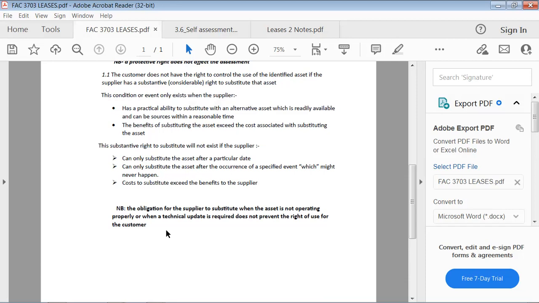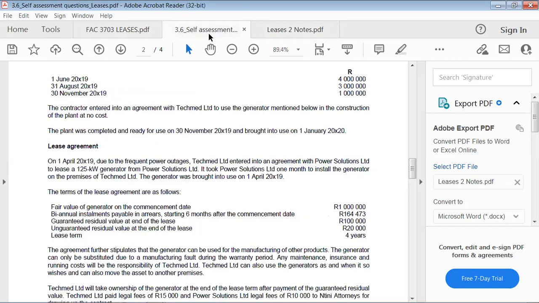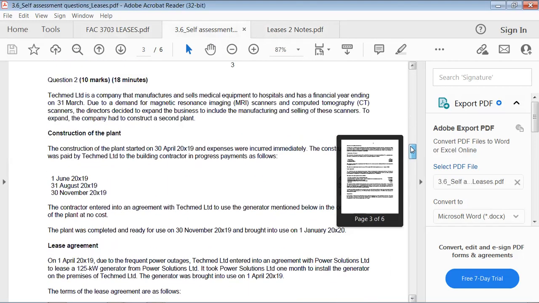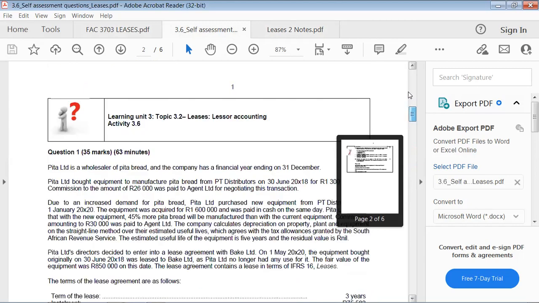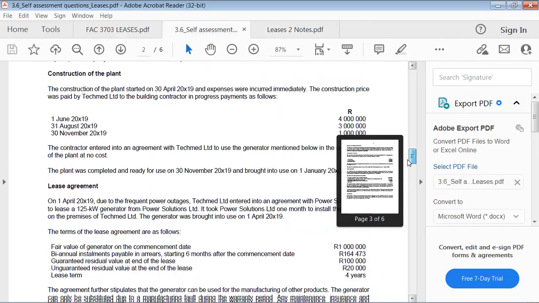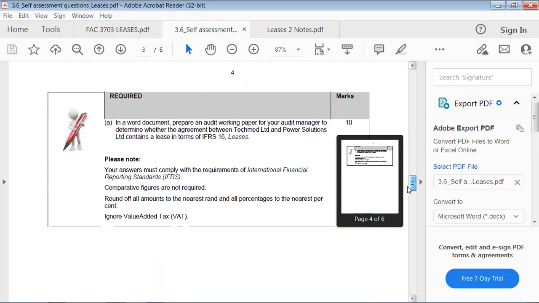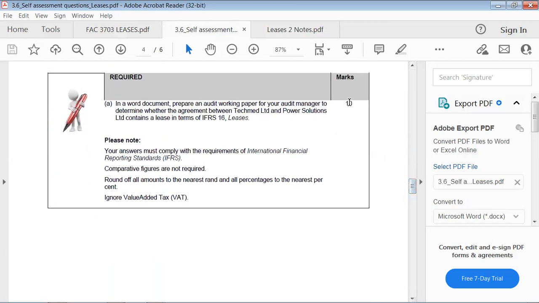All right. So with this information, that is the theory that the examiner will require you to include in your answering on this part, right to control the use. All right. So let's go to a question. This question is found on your self-assessment questions. So it is question 2. Question 2. So this was required for 10 marks.